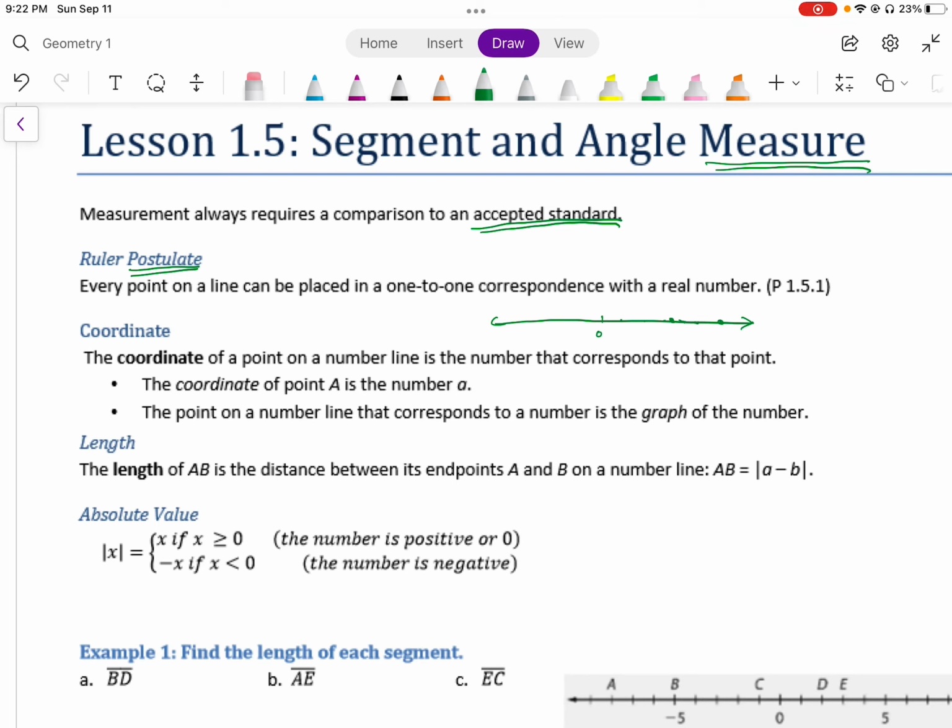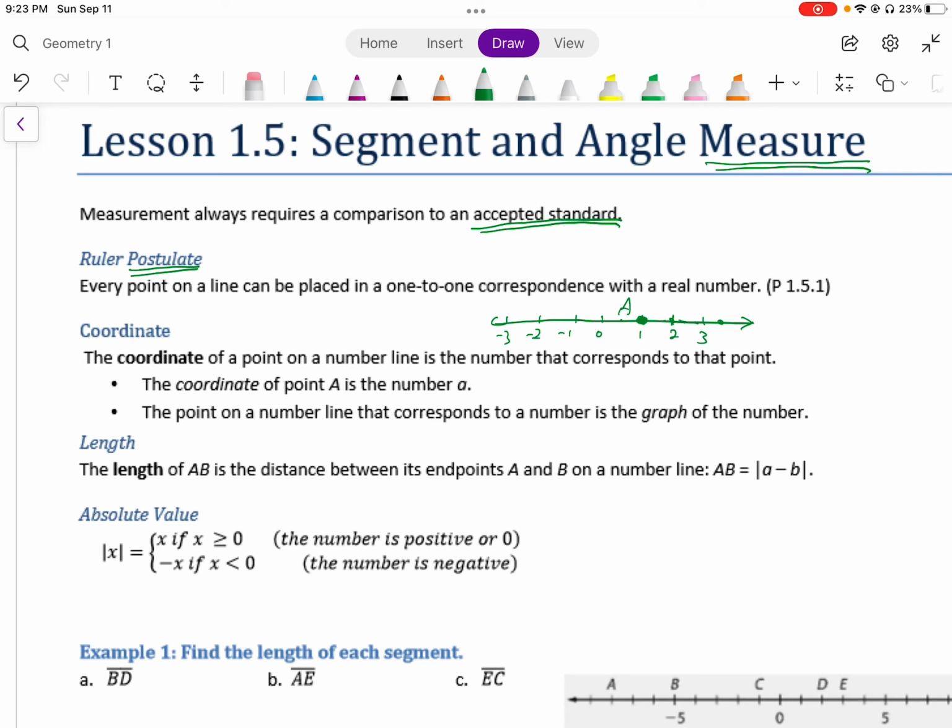The coordinate of a point on a number line is the number that corresponds to that point. So let's go ahead and put some points on here, or some values. If we had point A right here, the coordinate of A is 1. And we say this is the graph of that. So just a simple number line.